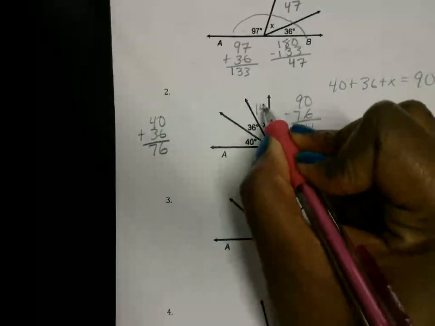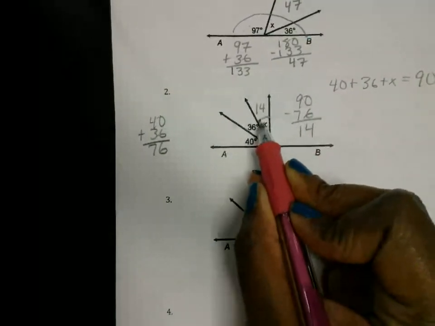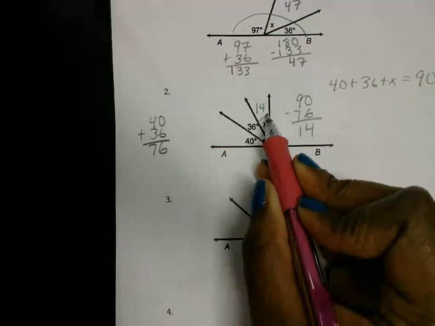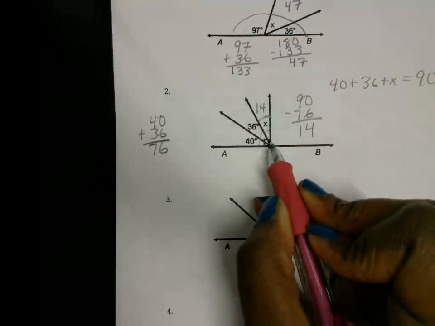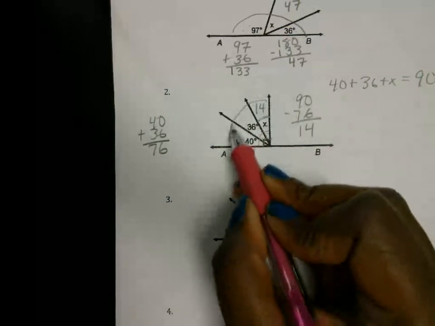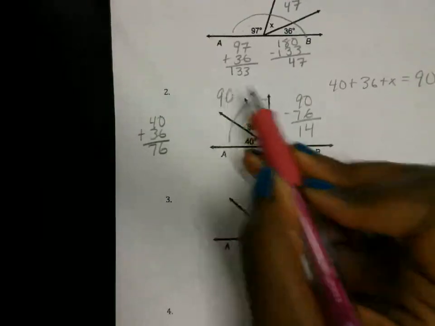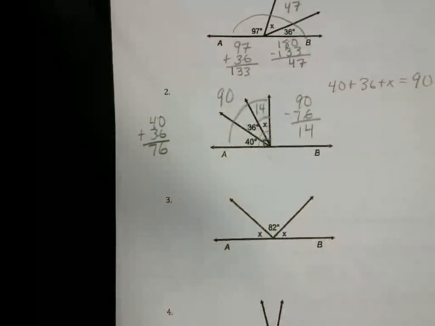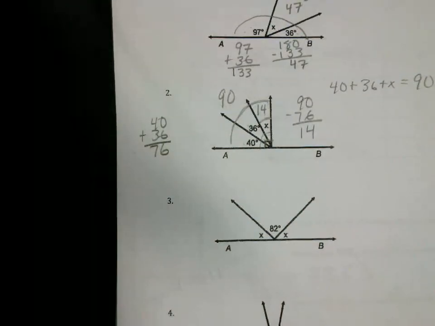So x is 14. Look, wouldn't it make sense for this to be kind of small, smaller than these? Because all three of these add up to 90 degrees. This little box in the corner. All three of these add up to 90 degrees. Okay? You okay with it, though?